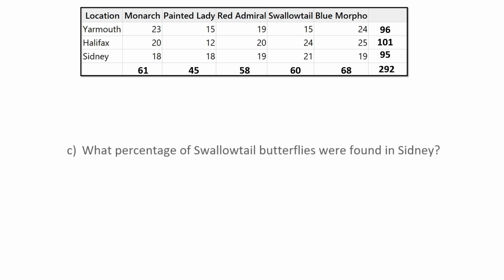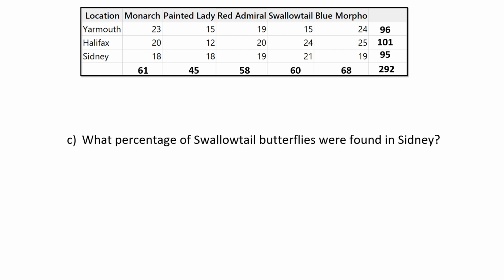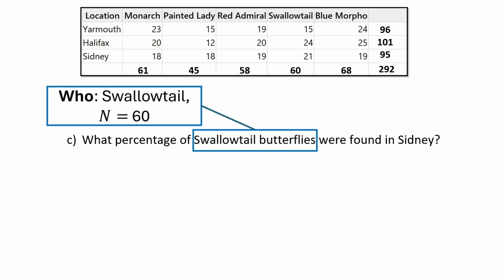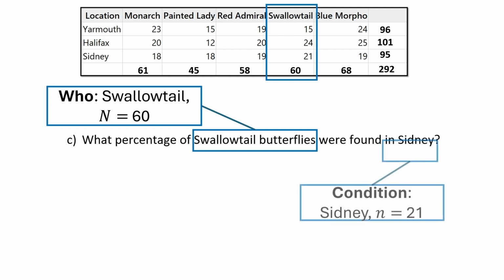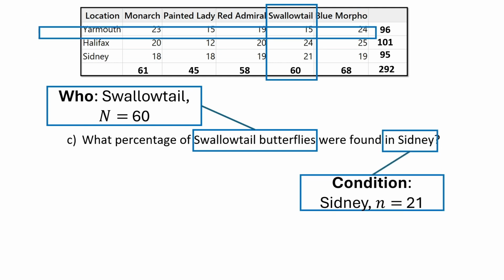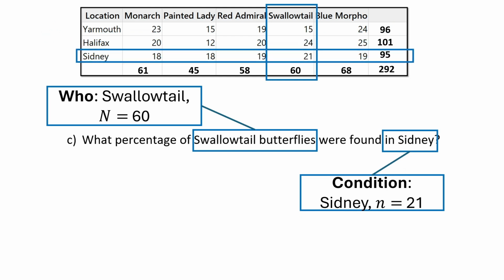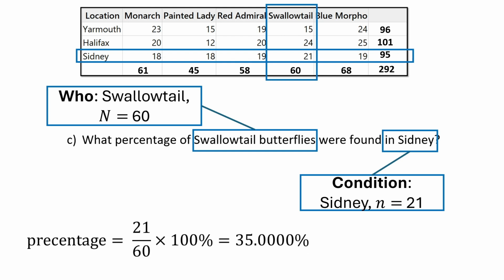Third example, what percentage of swallowtail butterflies were found in Sydney? In this case, the who consists of the swallowtail butterflies. And so the who is a subset of the total in this case. We're basically looking at this column for swallowtail. So we have 60 in total. And what is the condition? They were found in Sydney. So we look at the row for Sydney and we get 21 of those butterflies were found in Sydney, and that gives us our ratio, 21 over 60. And you calculate your percentage.